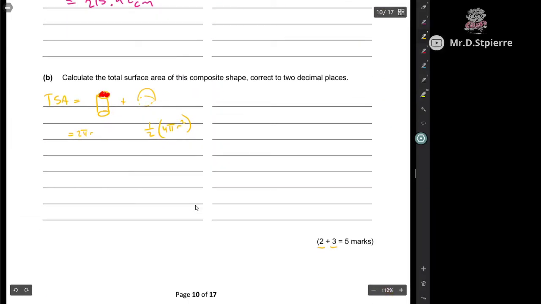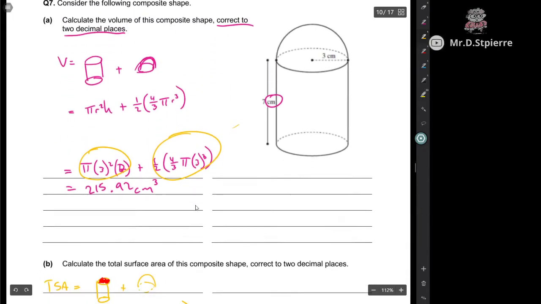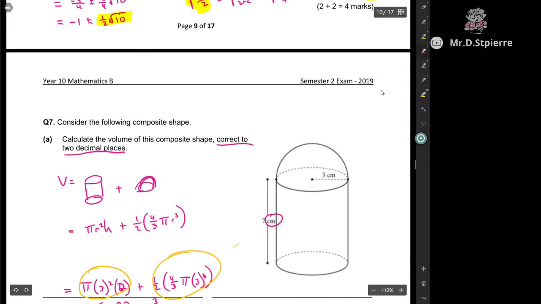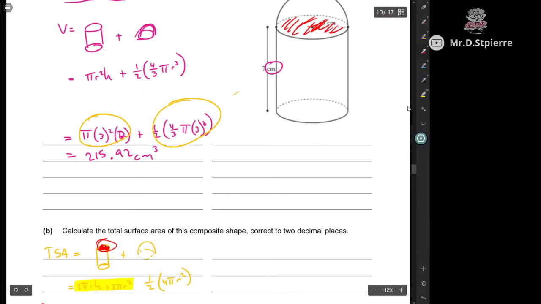2 pi r h plus 2 pi r squared. Okay, now let's break down this cylinder formula and make sure we get it correct, because as I said, we can't have this top bit. That top circle isn't included. That actually isn't in there, so we don't need that in the surface area.